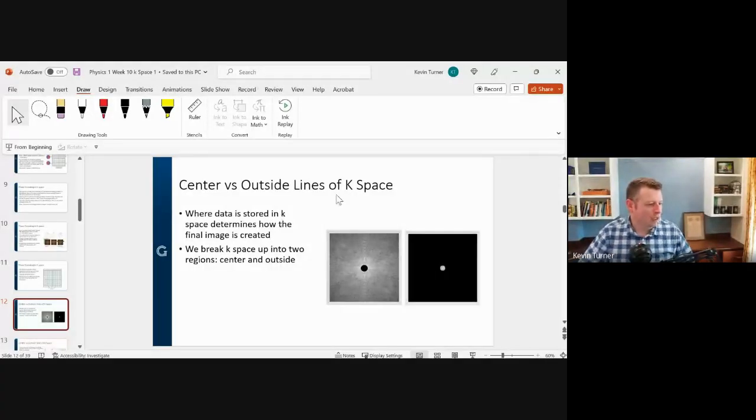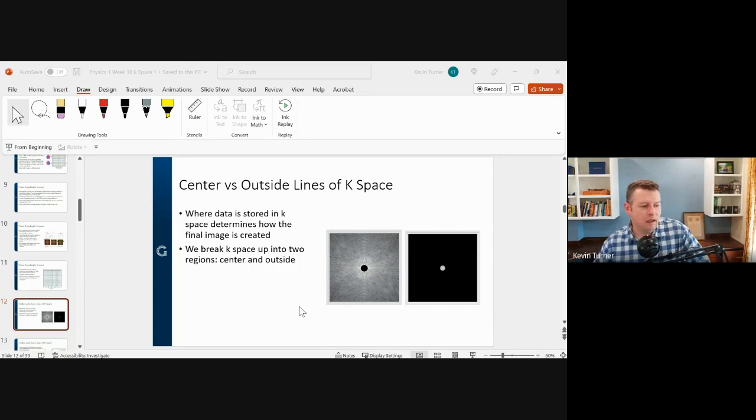So let's talk about the inside and the outside of K-space. Where data is stored in K-space determines how the final image is created. It determines where these particular data points are used for different things based on where that information is stored in K-space. Whether it's towards the center or towards the outside of K-space is going to change how that data is used for the final exam.